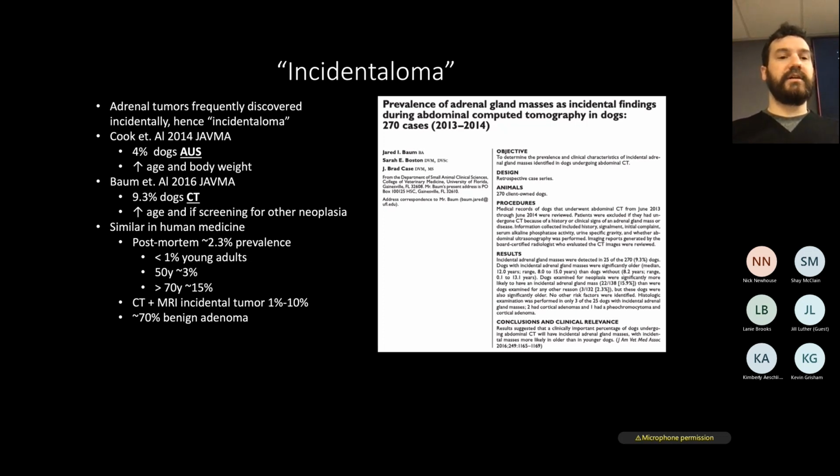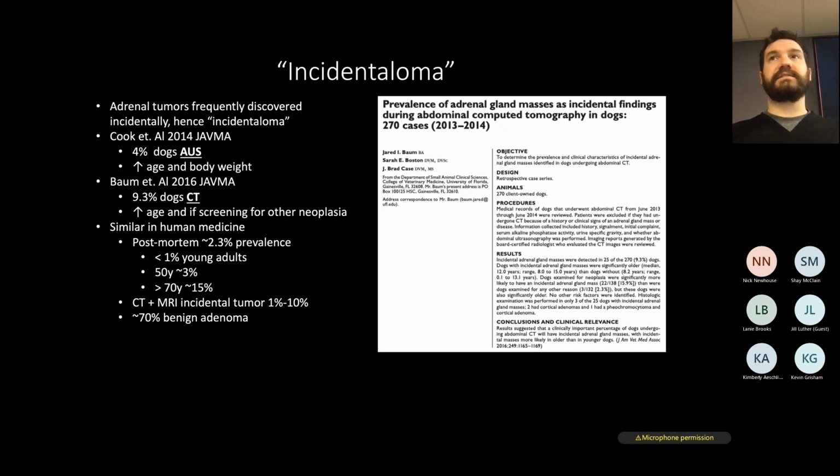And so they found that 9.3% of dogs undergoing abdominal CT or even thoracic CT ended up having incidental adrenal tumors. They also found that increasing age was associated with an increased chance of finding these tumors. If we were screening for other neoplasia with those CT scans, that was also interestingly associated with an increased chance of an adrenal tumor. In human medicine, they've done post-mortem studies, and basically the older you are, the higher the chance you have of having an incidental adrenal tumor.